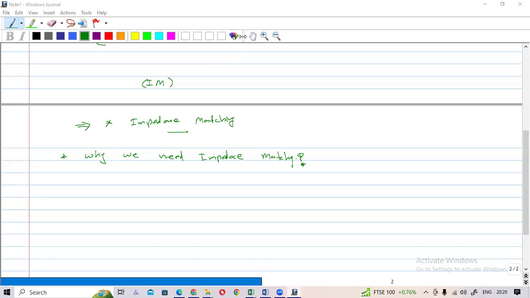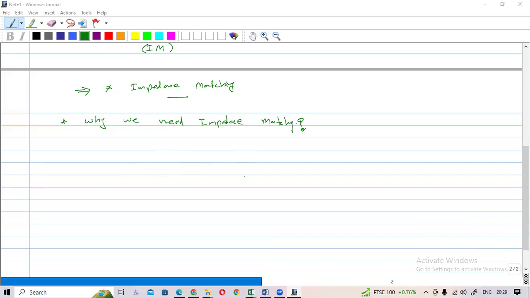So anyway, okay. So why we need impedance matching? Okay. Actually, your answer is correct, to reduce the reflection. Okay. So we know that if a signal is coming through a transmission line to another component, maybe it may be an antenna.